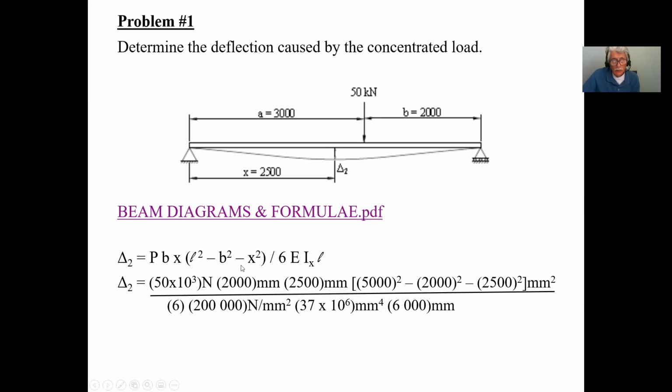Here's all the values. So in other words, that's my P, but converted to Newtons. B is that number there, 2,000. X is where I want to find the deflection, at midspan, 2,500. L is the span. B again is the distance from the right reaction to the load. And X, of course, is where I'm calculating my deflection. L, the span, everything else. And of course, this is in newtons per millimeter to the fourth. So if I cancel all my units, I should end up with millimeters. And that's what I'm hoping to do.